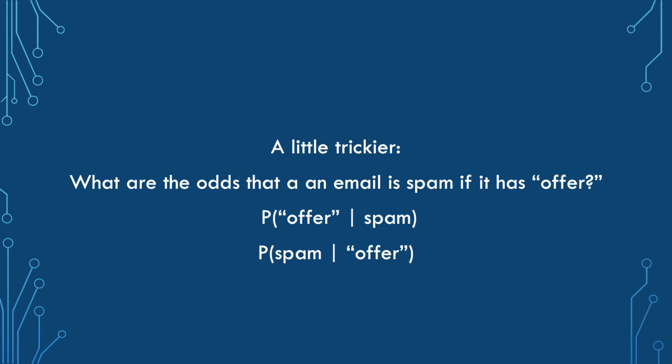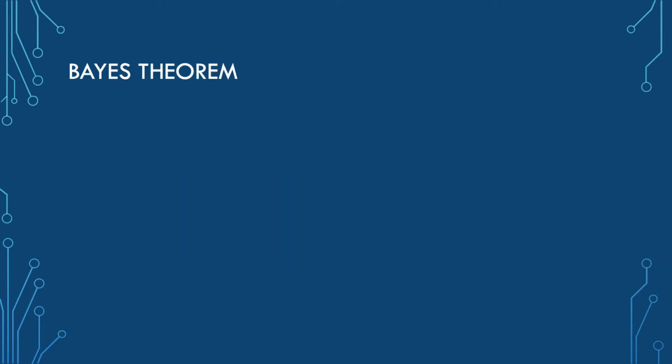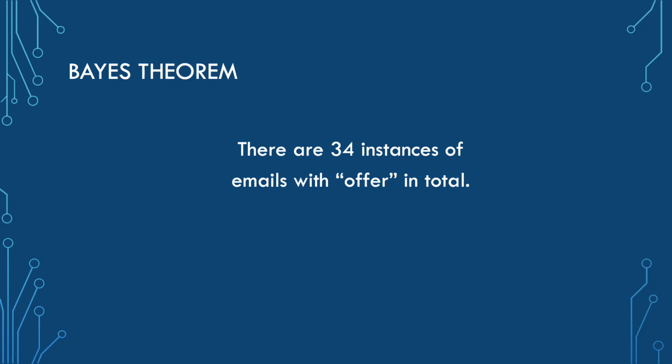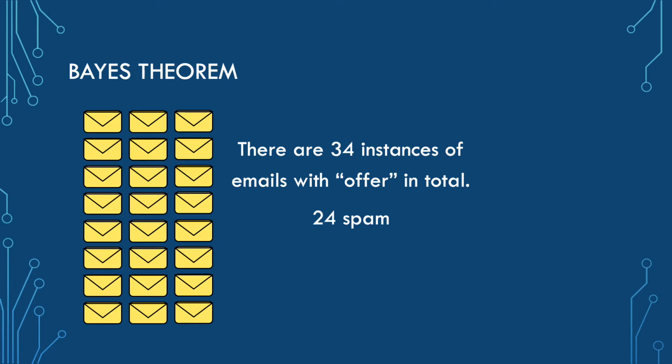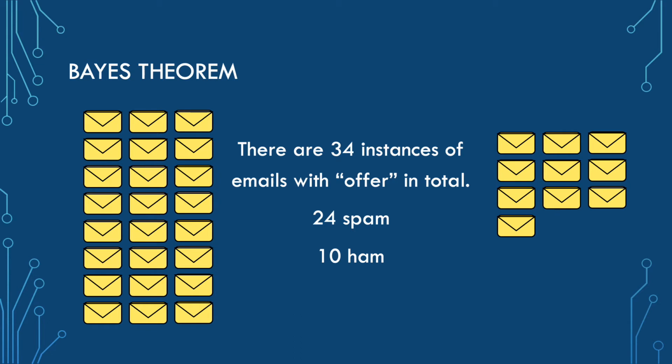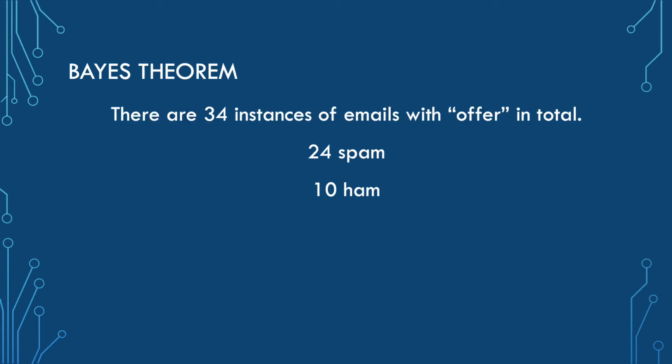This is a little bit tricky, but fortunately someone has already figured this out for us. Introducing Bayes' theorem. Bayes' theorem simply observes that we have 34 instances of emails that contain the term offer. 24 of them are spam, 10 of them are ham. So if there are 34 instances of emails with offer in total, the odds that an email that contains the word offer is spam is simply the number of spam emails that contain offer divided by the total number of emails that contain offer, which in this case is 24 divided by 34, which is 0.71.